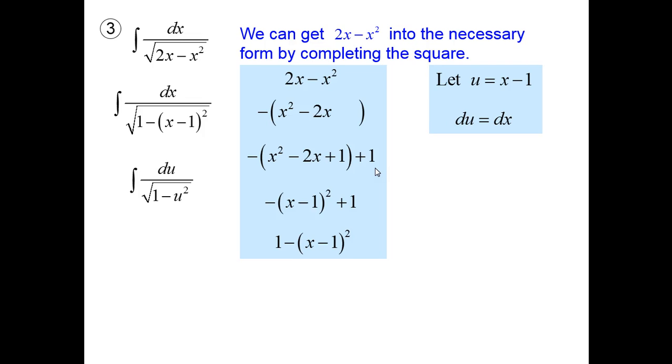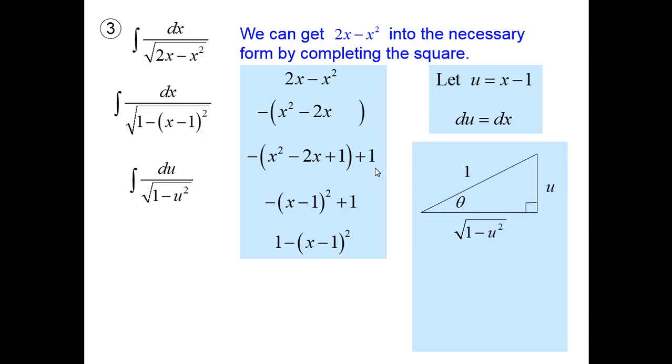So let's set up our triangle. Since we have the expression in the form a squared minus u squared, a is going to be the hypotenuse this time, u is the opposite side, and the square root of 1 minus u squared is the adjacent. So think about the substitutions we need to make here. We need an expression for the radical, and we need an expression for du.